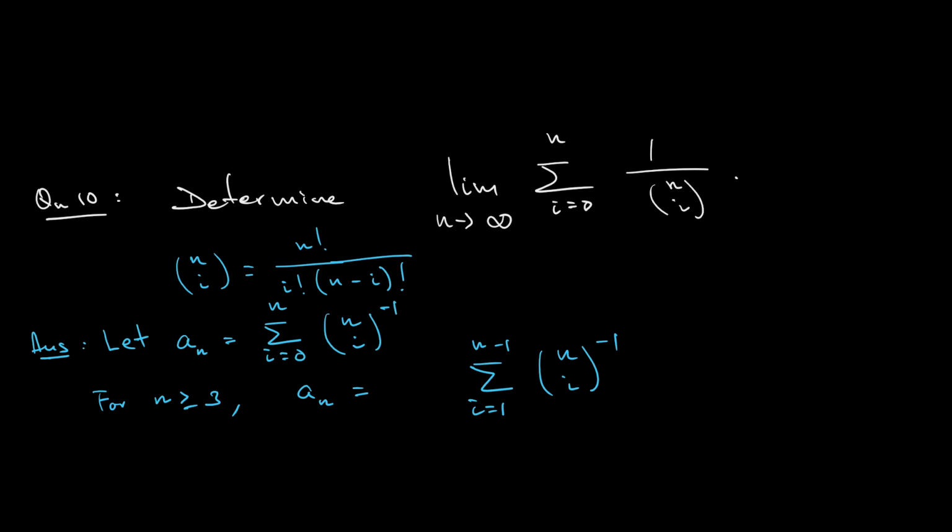Because it needs to be from 0 all the way until n. Okay, but this summation that I just wrote here only goes from 1 all the way until n minus 1. So I still miss out the term where i is equal to 0 and i is equal to n, right? So when i is equal to 0, that is n choose 0. N choose 0 is 1. 1 to the power negative 1 is still 1. N choose n to the power negative 1, n choose n is 1. Again, this is just 1. So 1 plus 1 is 2.